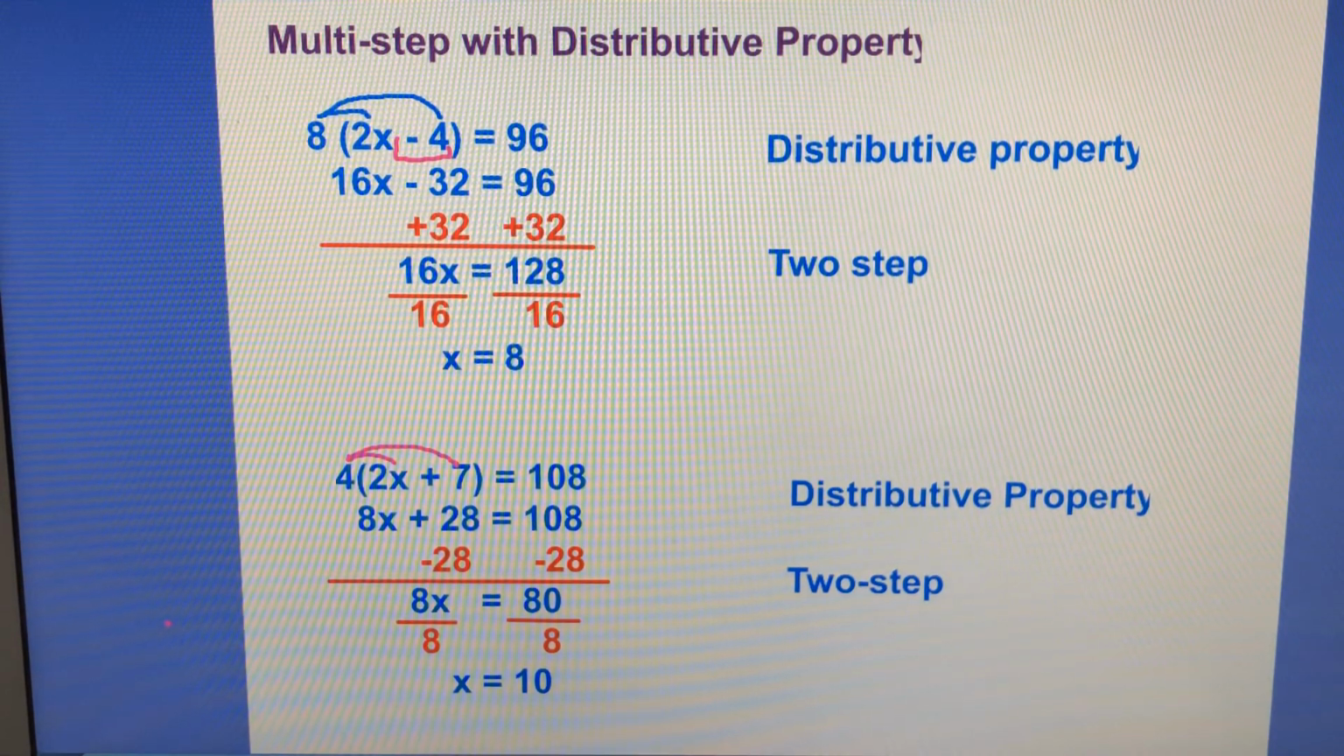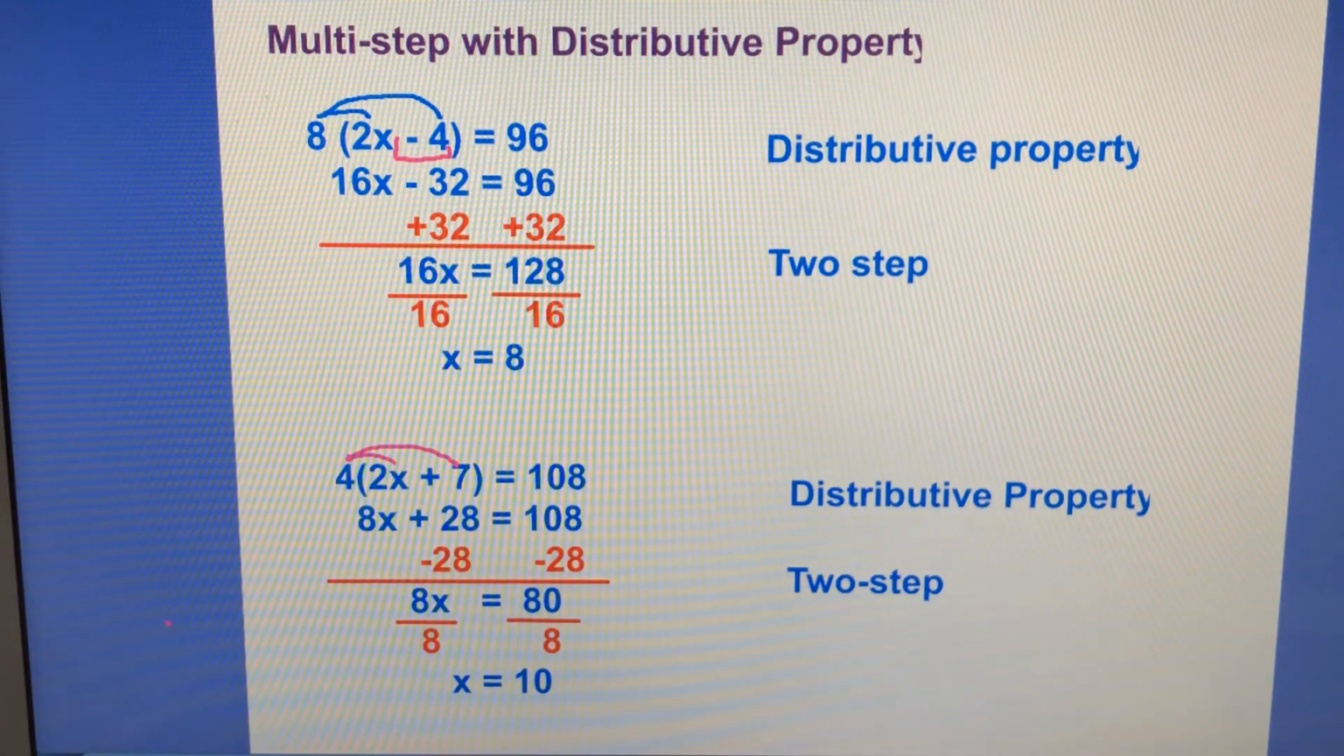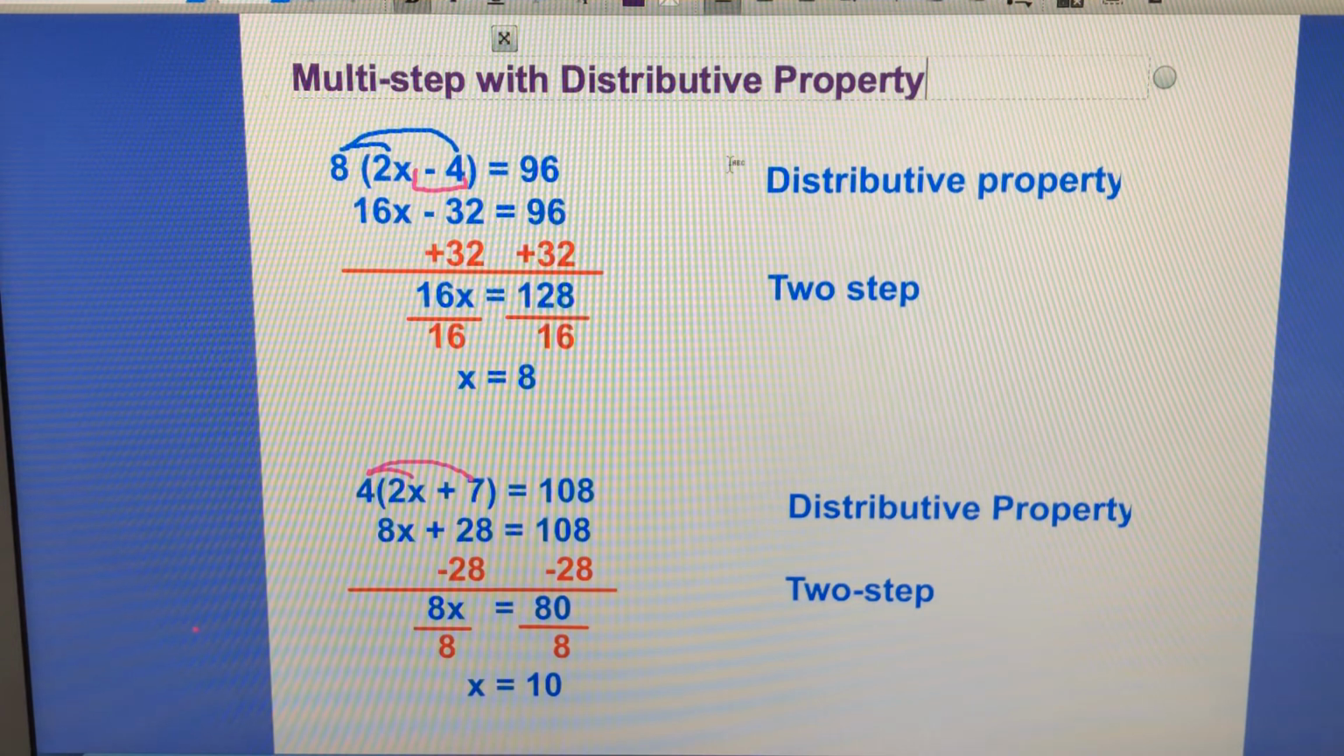Distributive property. I think this is Layla's section actually, not fractions. So Layla, you are actually good because I love distributive property. So hopefully you're joining us today and you're going to see how to use distributive property.